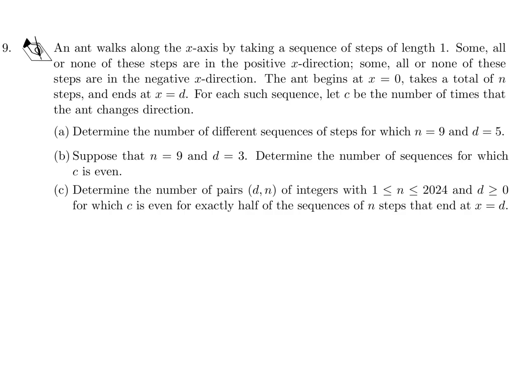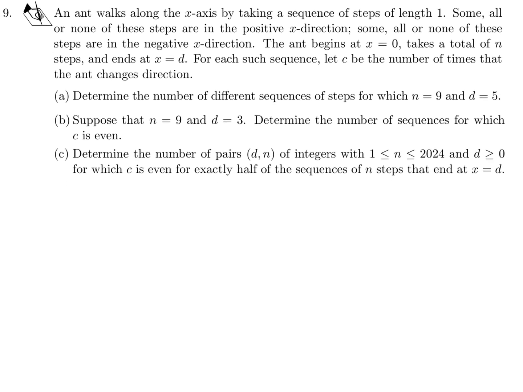An ant walks along the x-axis by taking a sequence of steps of length 1. Some, all, or none of these steps are in the positive x direction. Some, all, or none of these steps are in the negative x direction. The ant begins at x equals 0, takes a total of n steps, and ends at x equals d. For each such sequence, let c be the number of times that the ant changes direction. Determine the number of different sequences of steps for which n equals 9 and d equals 5.